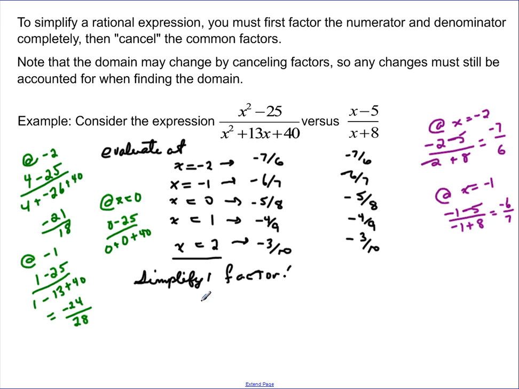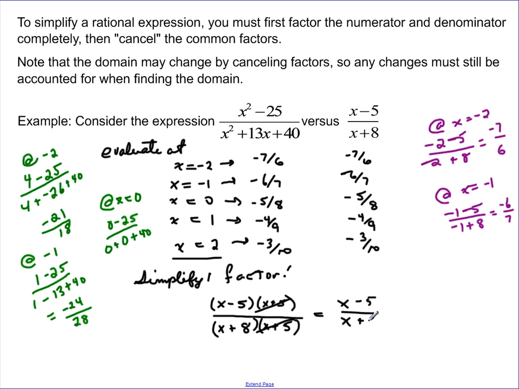In the numerator, we've got x squared minus 25, which is x plus 5 times x minus 5. As you remember, that is a difference of two squares. In the denominator, we factor and get two binomials starting with x. 40 factors into 8 and 5, whose sum is 13, so plus 8 and plus 5. The common factors cancel out, giving us x minus 5 over x plus 8.